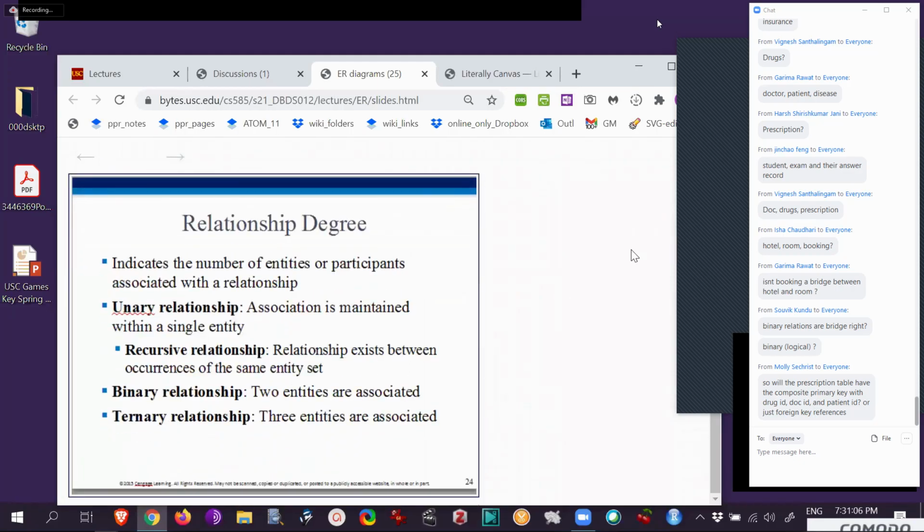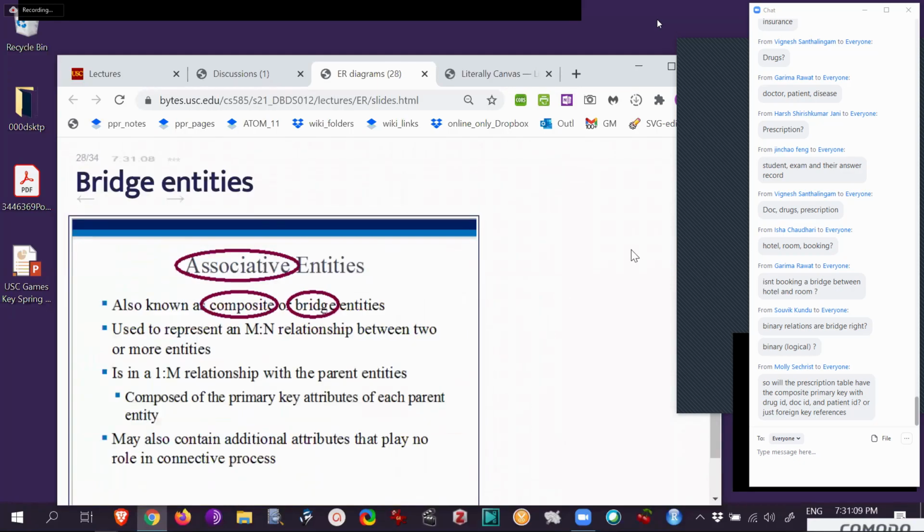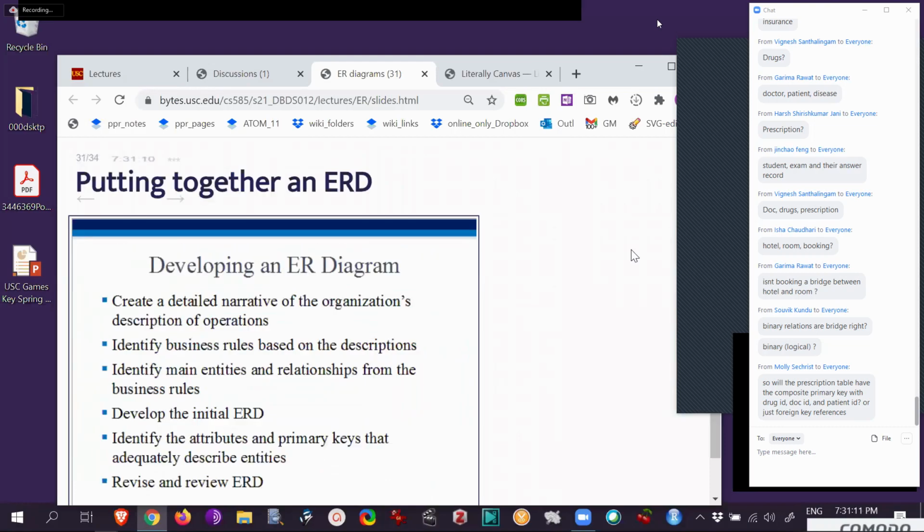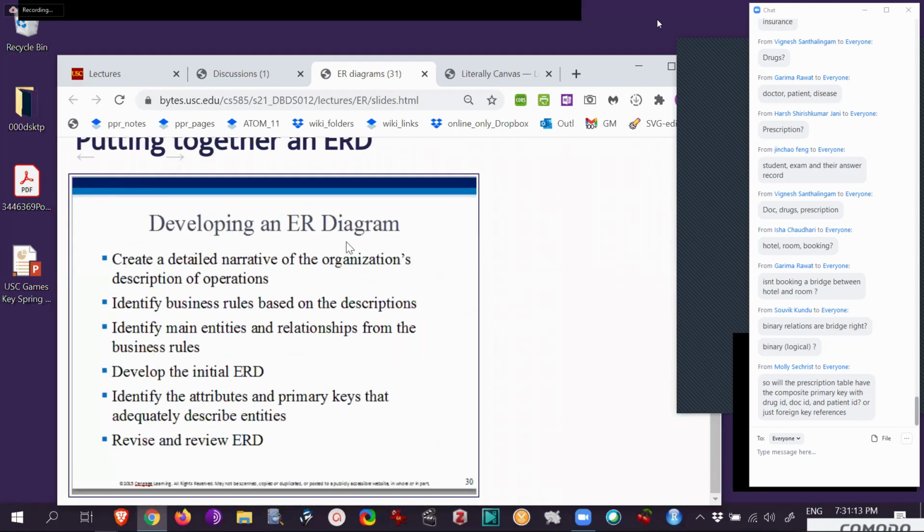So what do you do? You make the ER diagram using everything that I showed you so far. It's a detailed narrative of the operations. So this is a one-stop shop. I know exactly how your outfit works, I just have to look at your database. Identify business rules based on the description. This is before you come up with the ER diagram. So get all the rules, and then from the rules, get those tables and wires, and then make an initial pass, version 0.1. And in there, mark all the columns, and then mark all the primary keys.